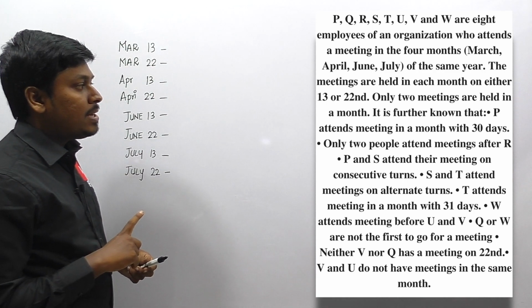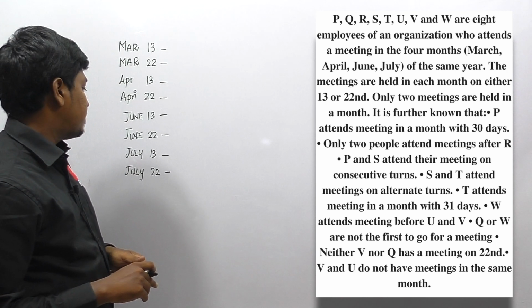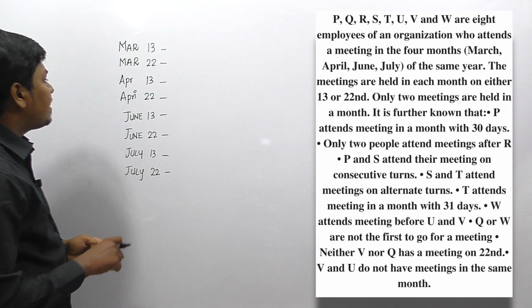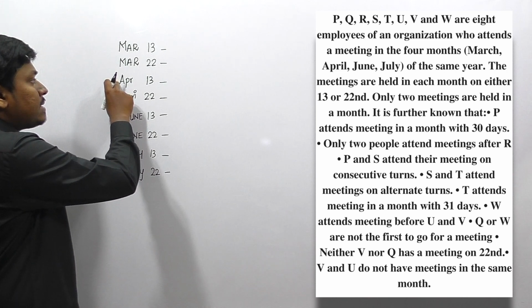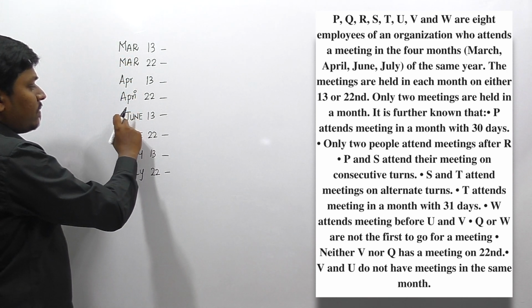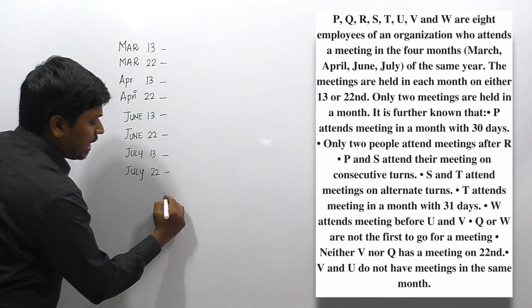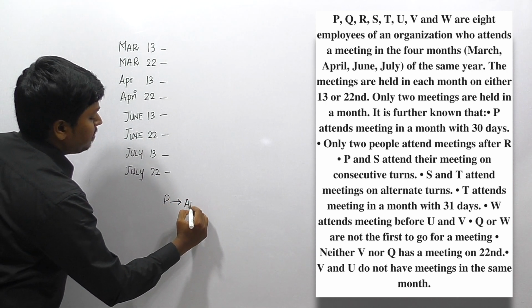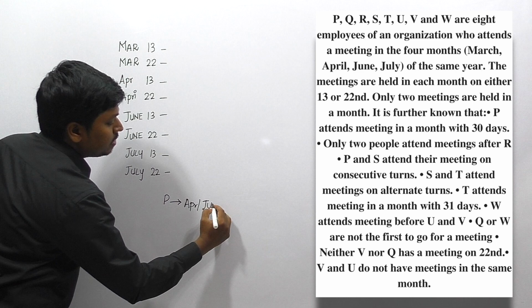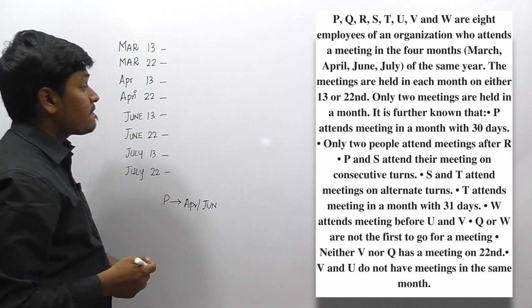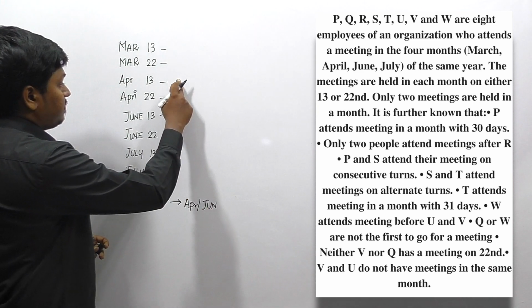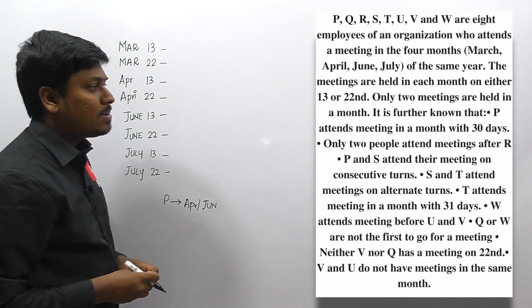P attends a meeting in the month with 30 days. So friends, I think April will have 30 days, March will be 31, June will be 30 days and July will be 31 days. So P attends a meeting in the month of April or otherwise it can be June. So 2 months have 30 days, right? So there are more possibilities for P. Let me move on to the next point friends.